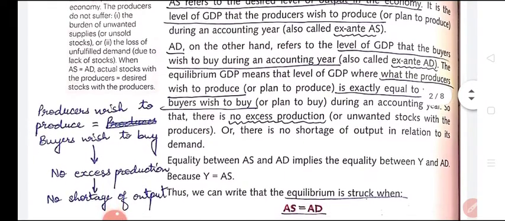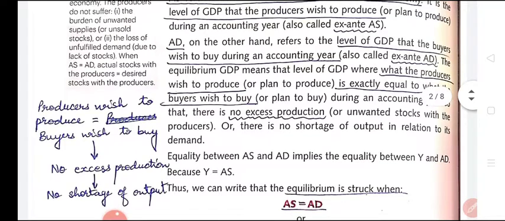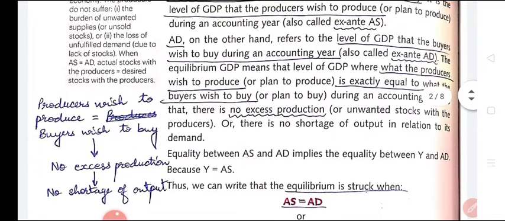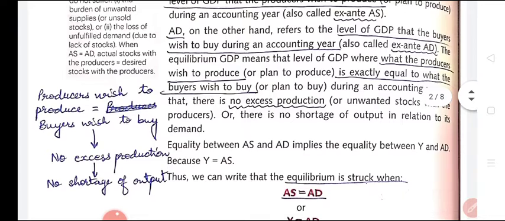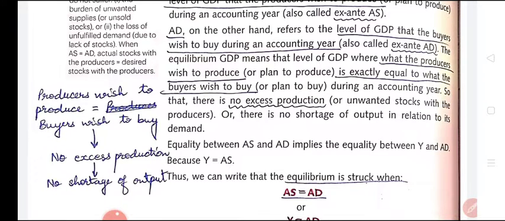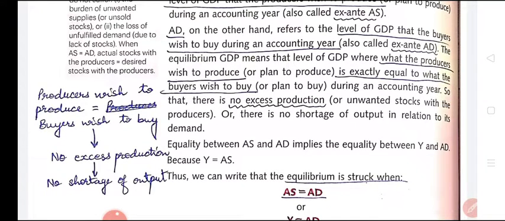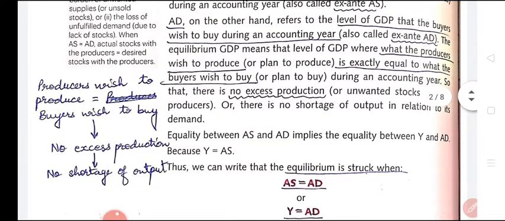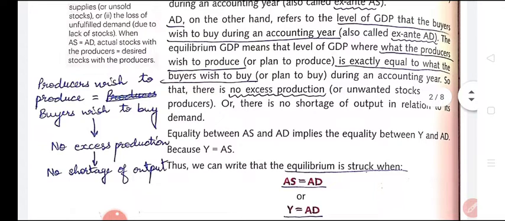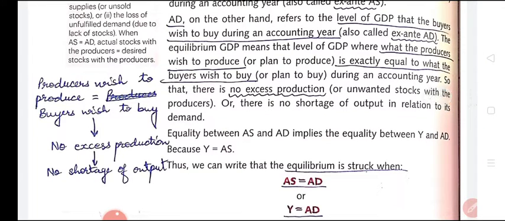Aggregate demand or AD, on the other hand, refers to the level of income, level of GDP, which buyers wish to spend. They wish to do the expenditure in buying goods and services during an accounting year. So this planned expenditure is called ex ante aggregate demand or ex ante AD.